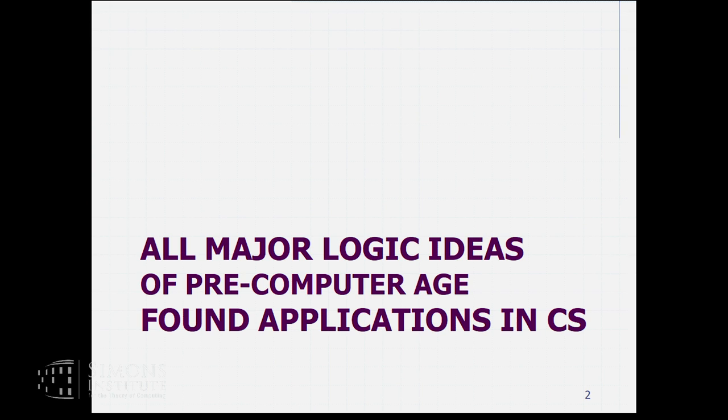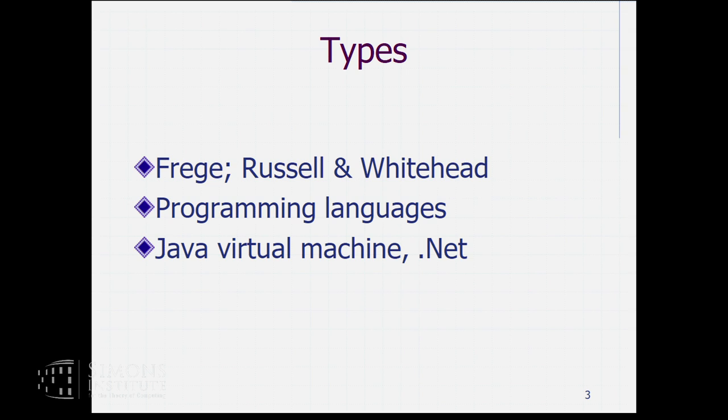Logic in computer science, engineering, and industry, and maybe math. All major ideas that logicians worked upon in the first part of the last century found applications in computer science. For example, types. If you know, this originated with Russell and Whitehead. Frege had a little problem. His system happened to have a contradiction. And the way Russell and Whitehead solved this problem, they introduced types. So there are elements, type 0, sets of elements type 1, sets of sets type 2, and so on.